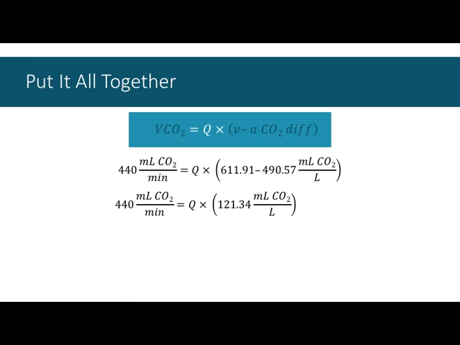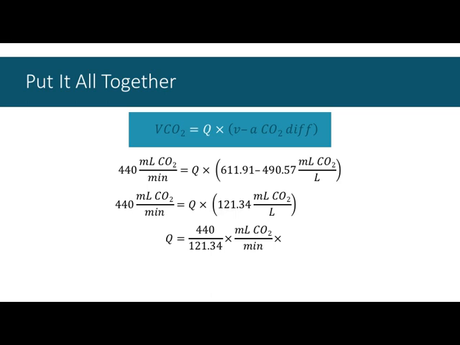Now I want to isolate Q. And so to isolate, I can simply divide both sides of the equation by the term in brackets, 121.34 mils of CO2 per liter. If I do that on this side, I'm left only with Q. If I do it on the left-hand side, and I've swapped the equation just for ease of representation, 440 divided by 121.34, I've got mils of CO2 per minute left over here on the left-hand side of the equation.